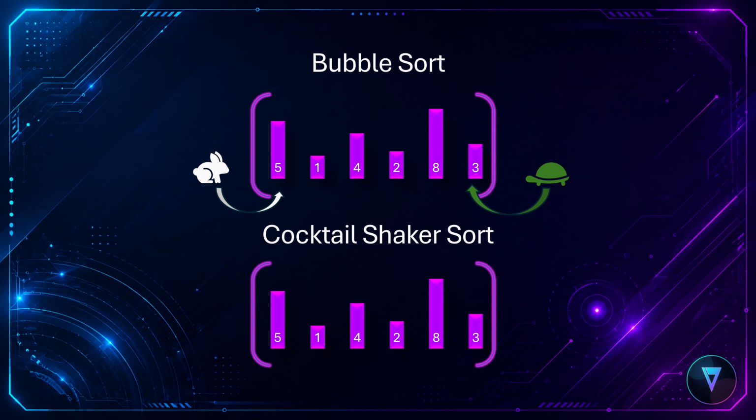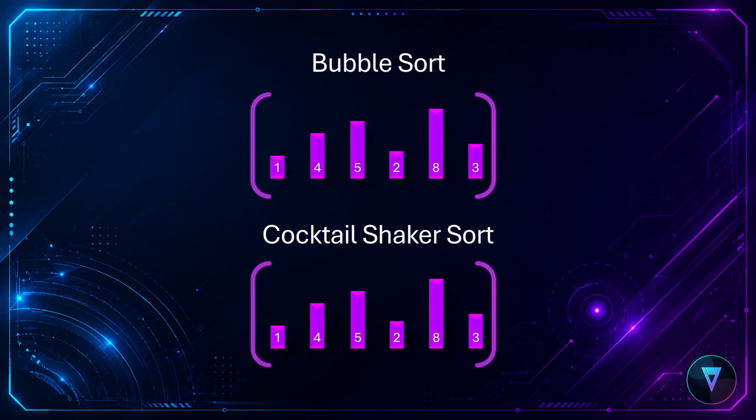But that creates a problem, right? What happens when a small value is stuck near the end? That small value becomes a turtle. It inches left only one position per full pass. So that is the turtle bottleneck.